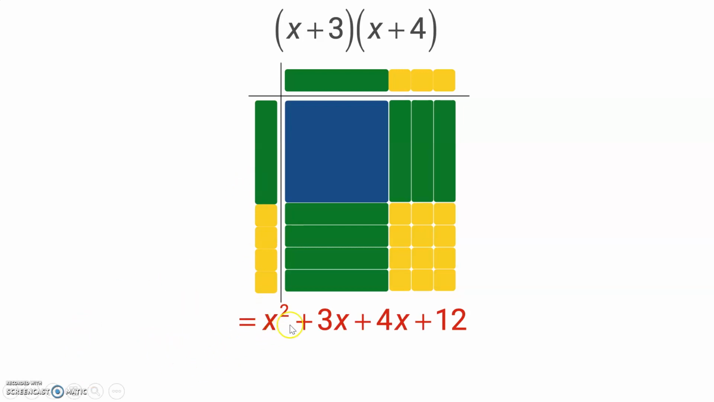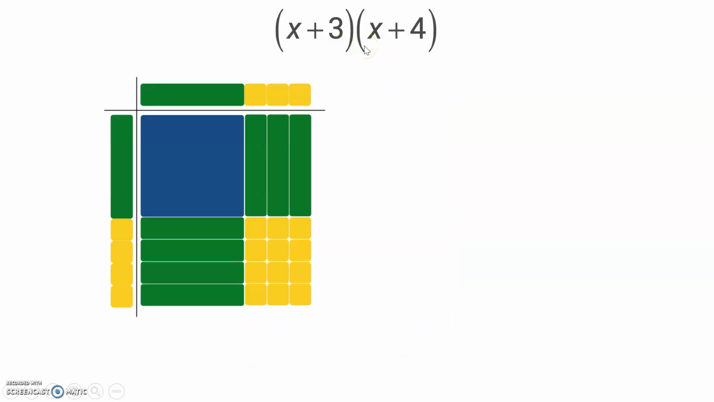x squared is our blue square tile. We've got 3 x's and 4 x's, and then hopefully you can see that when we collect the like terms, we're going to group the algebra tiles that are alike together. So we've got 4 of the algebra tiles here, and we've got 3 of the same algebra tiles here, so we know we've got 7 of those, and we've got 12 of these. But we want to progress on to using the grid method to expand an algebraic pair of brackets like this.